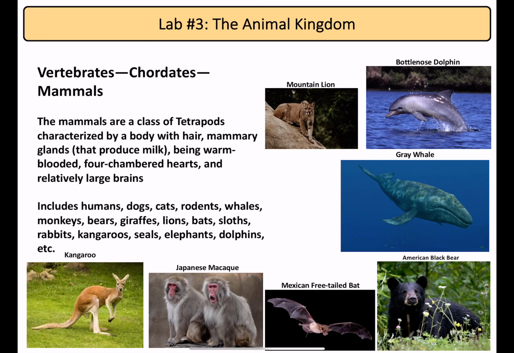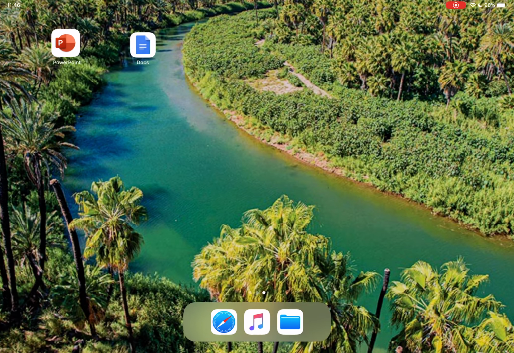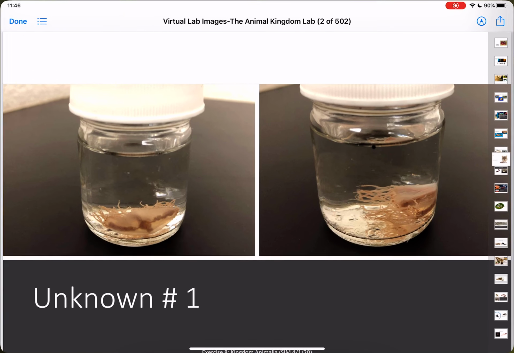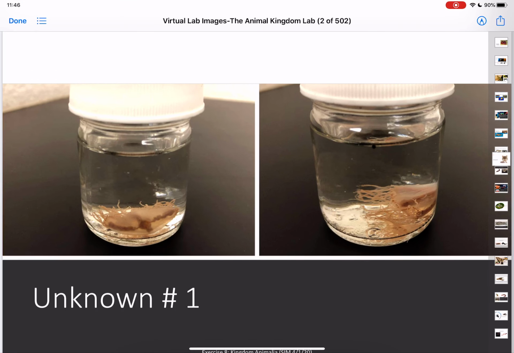And the last thing I want to do is give you a little tutorial on how to work through the main activity in the Animal Kingdom lab exercise. And that main activity is filling out a large table where your job is to classify and identify 30 unknown animal organisms. So as you go through the virtual lab images, you're going to open a file that looks like this. And it's a long file because a lot of the images are these 31 unknown animals.